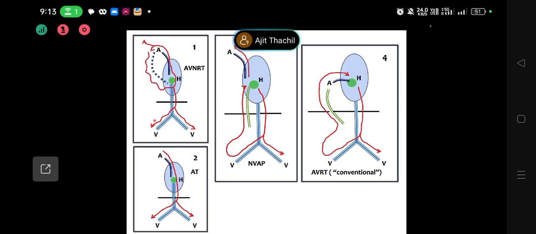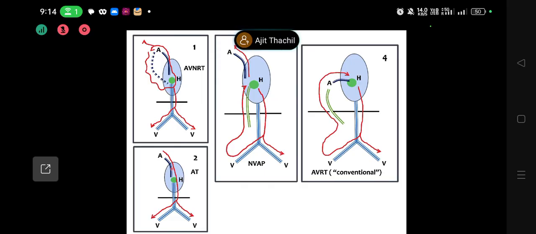This PVC will not be able to get into the circuit because for this PVC to get into the circuit, it has to go up here. It can't go up here because this has already come down here and this path is refractory. So what I'm trying to say is, if a PVC occurs or if we put a PVC at the time that the His is depolarized, that is at or just after the His bundle depolarization, if a PVC occurs, it will do nothing to the circuit.